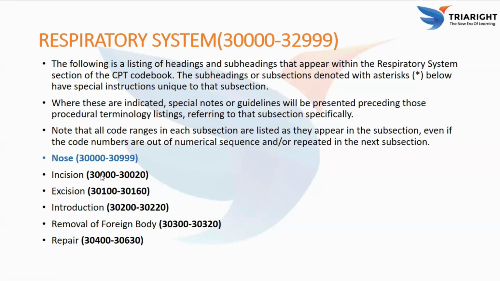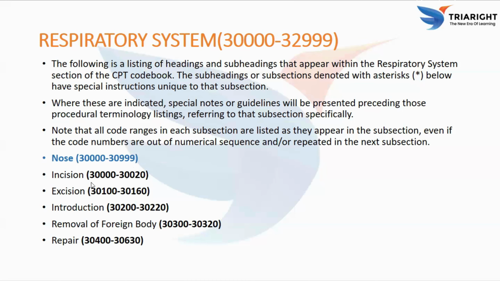So the first section is incision. The code ranges are from 30,000 to 30,020. So these codes involve cutting into the nose but not removing the tissue. For example, incision and drainage of the nasal abscess, drainage of the hematoma. So these are used mainly for infection or pressure relief.